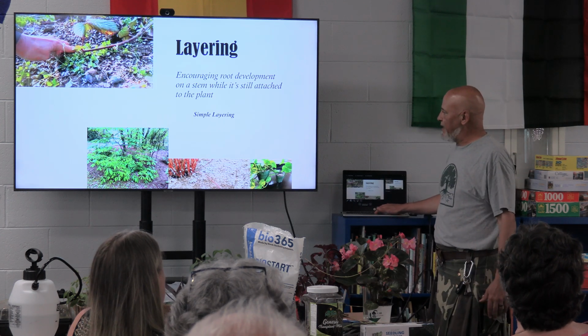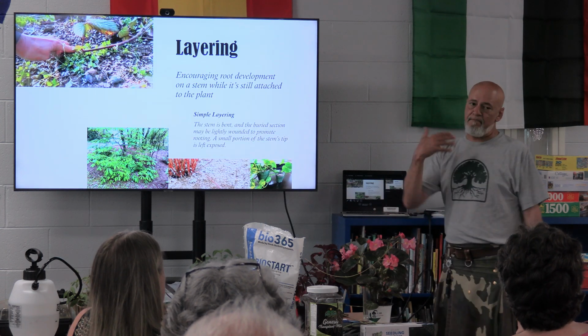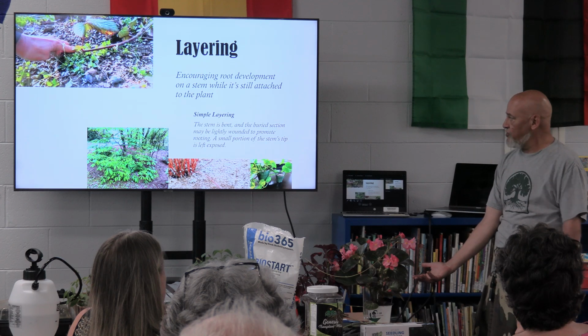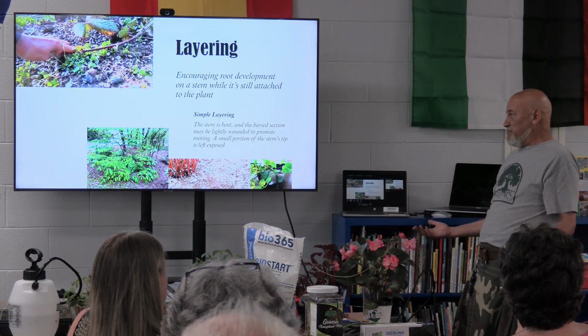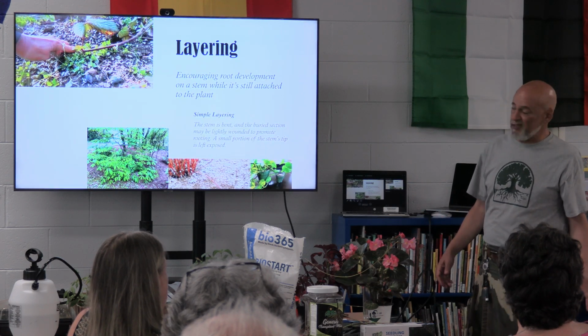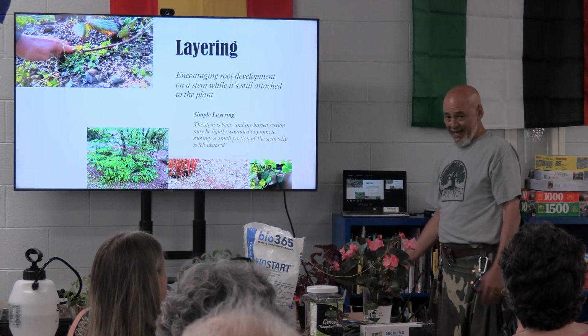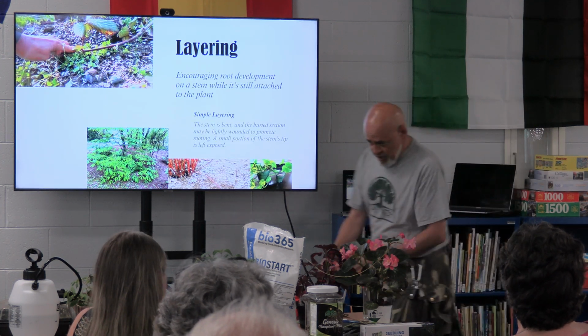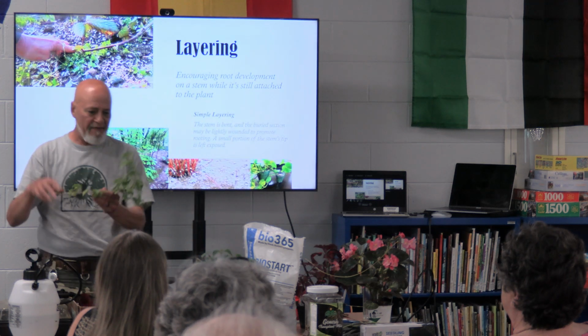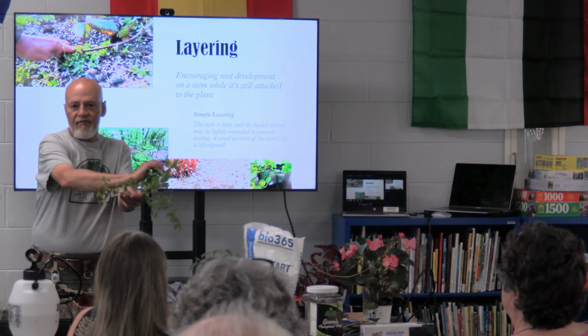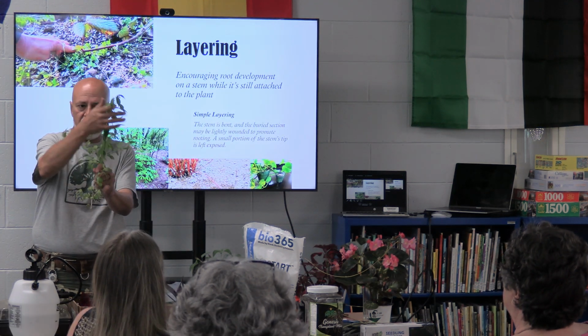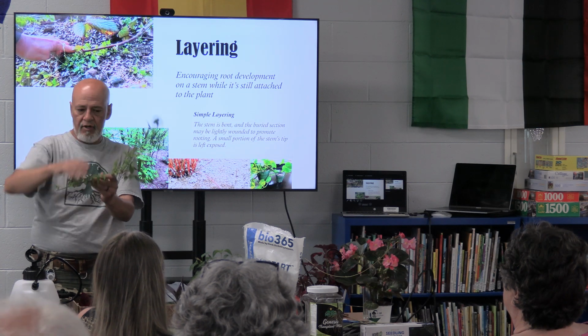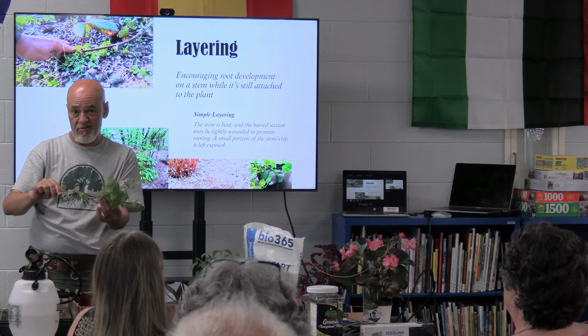But basically it's the same thing. It's called simple layering. You just bend this down to the earth, and you bury it, and you can wound it, or sometimes it just sits there on its own. But you have to have a portion of the other part of it exposed to light, because you still need some photosynthesis going on here, but it's going to throw roots from these nodes.